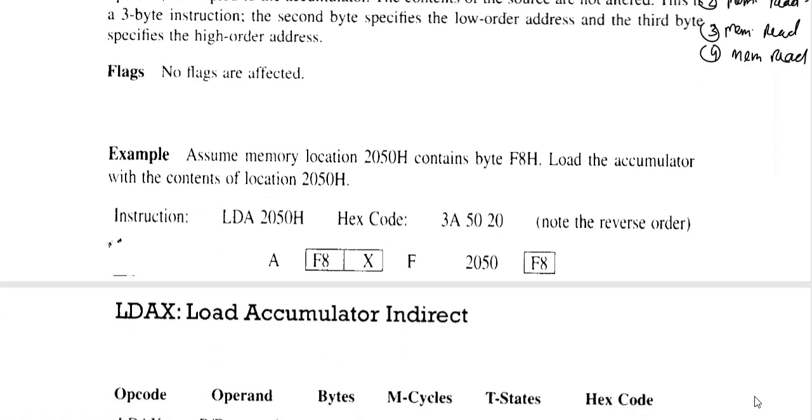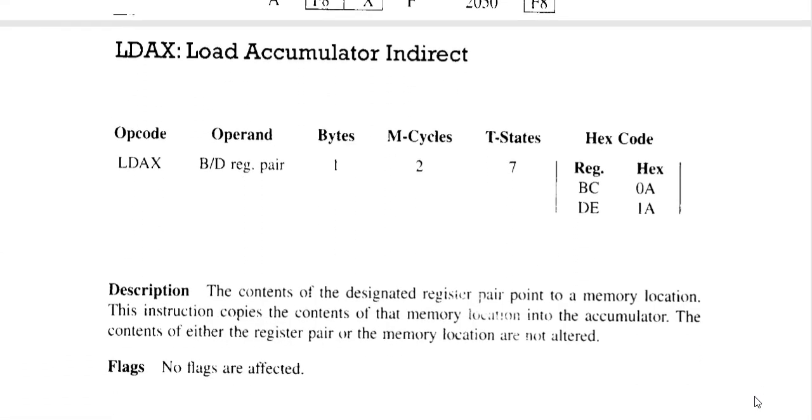Now another instruction is LDAX. This LDAX instruction is the same as the previous instruction, but here the address is not given directly, it is given in the register pair. Address in the register pair means it is hidden. So whenever the address is hidden, it is a case of indirect addressing mode.